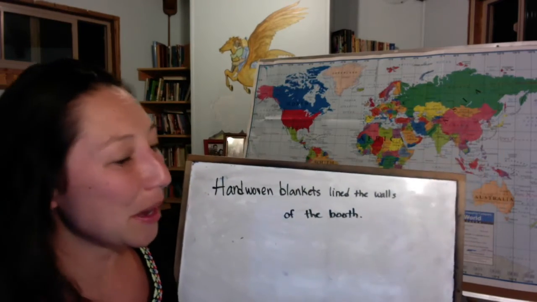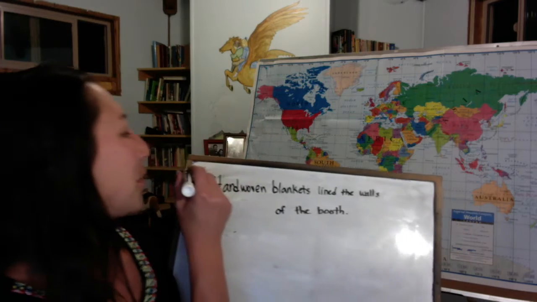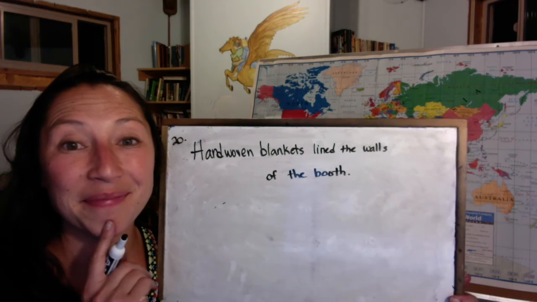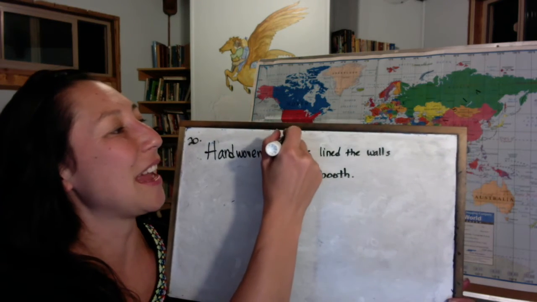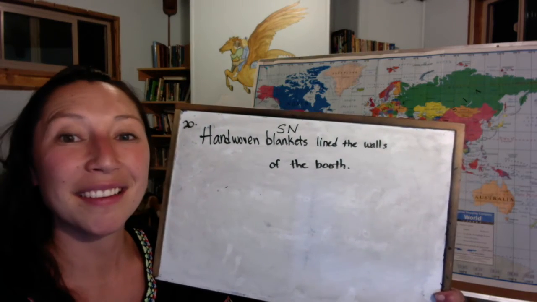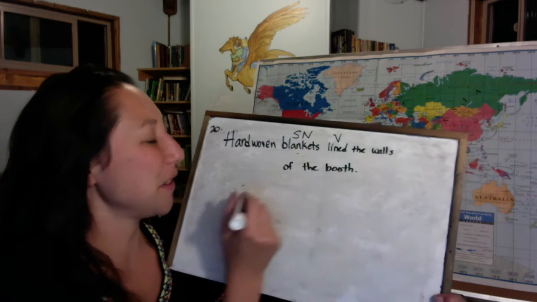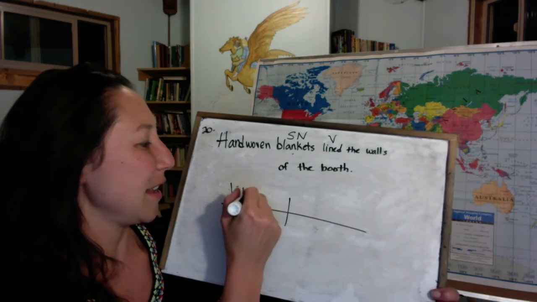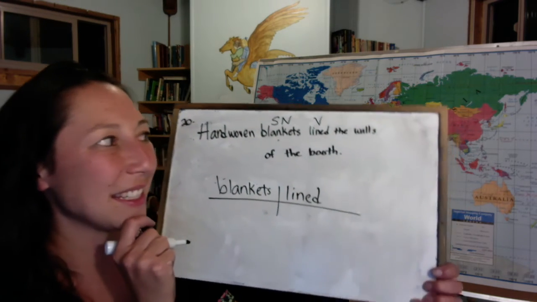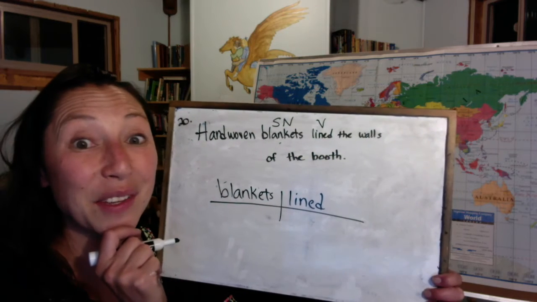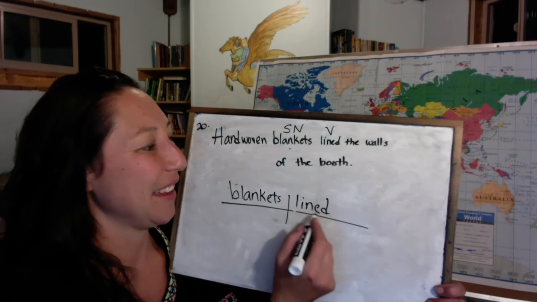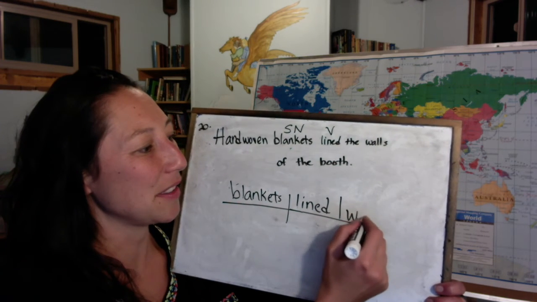Finally, we have diagramming. I'm looking all the way at page 11, number 20. What or who is this sentence about? Blankets is the subject noun of your sentence. What do they do? Where's the verb? Blankets lined. There's your verb. So I'm going to go ahead and start right here. Blankets lined. What did they line? I'm looking for a direct object since I have an action verb. They lined the walls.